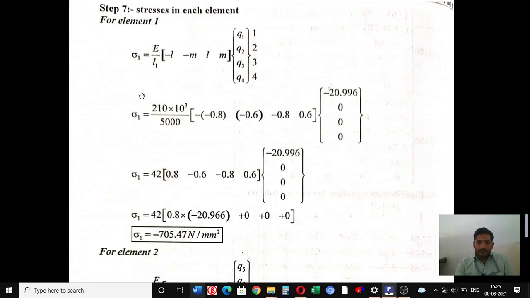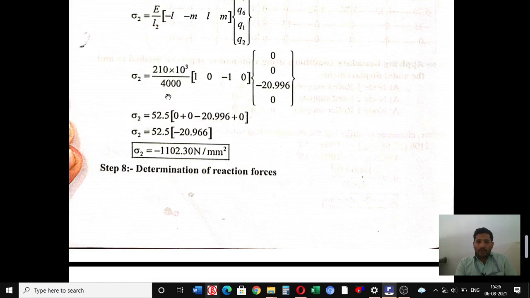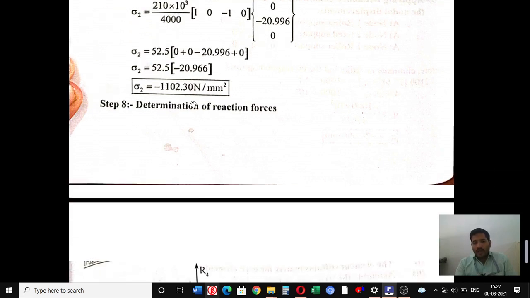L equals 1, M equals 0. Minus 1, minus into minus becomes plus 1. M value is 0. Again here L is minus 1, M is 0, and Q5 becomes 0, Q6 also 0. Q1 we already got as minus 20.996, and Q2 is also 0. If you divide 210 into 10 power 3 by 4000, you will get the answer 52.5. Multiply 1 into 0 becomes 0, 0 into 0 becomes 0, minus 1 in minus into minus becomes plus, 1 into 20.996 becomes 20.996, not minus, it becomes plus. 0 into 0 becomes 0. If you multiply this value, you will get the answer, plus, not minus here. How much?